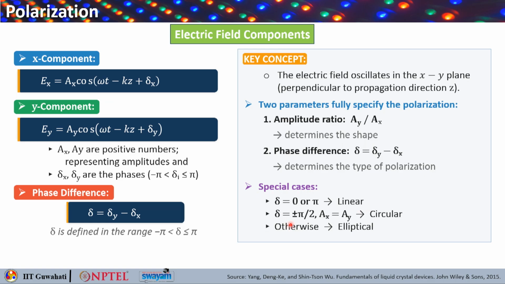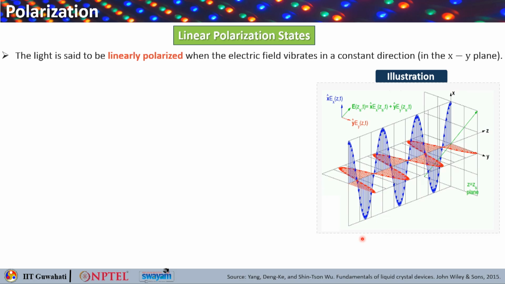When you have delta coming out to be plus minus pi by 2, or plus minus 90 degree, and the amplitude ratio is 1, that is Ax equals Ay, you get circular polarization. Otherwise, you will get elliptical polarization. So, let us see how it looks like.